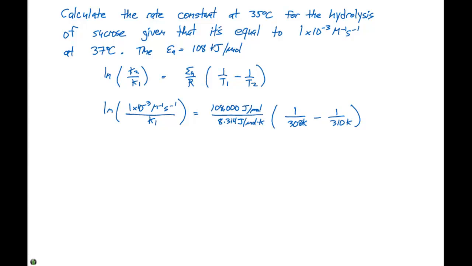To make this a little bit more convenient and get rid of the natural logs, we take e and raise them to this power. That's going to simplify a lot of things for us. These will drop out right here, and we'll have 1.0 times 10 to the minus 3 molar to the minus 1 second to the minus 1 divided by K1, and that's going to equal e.